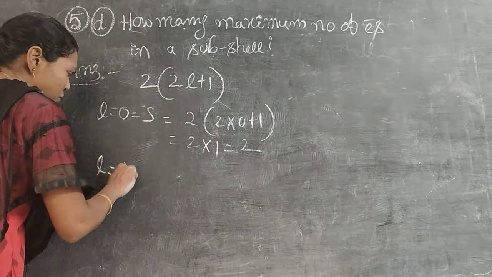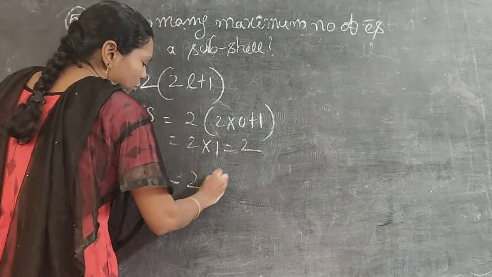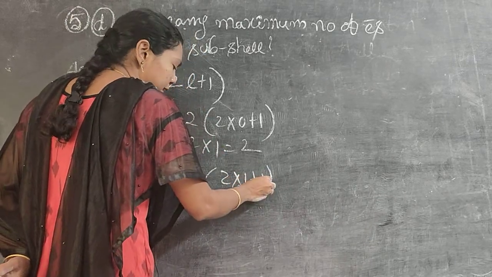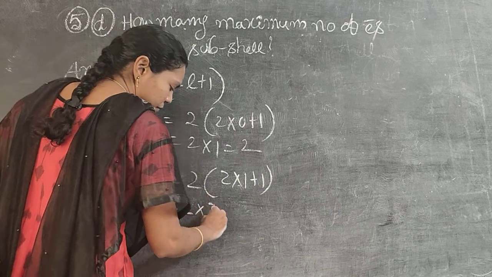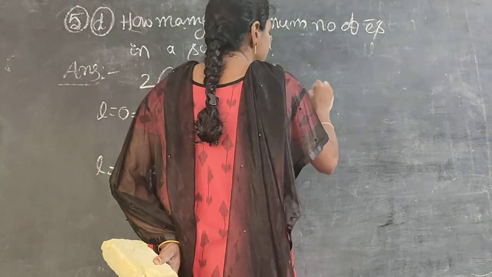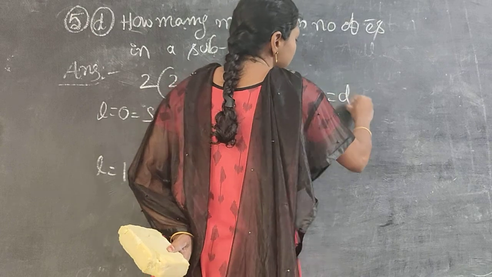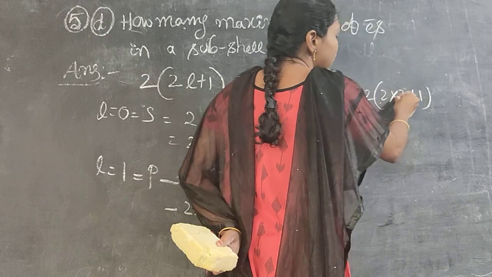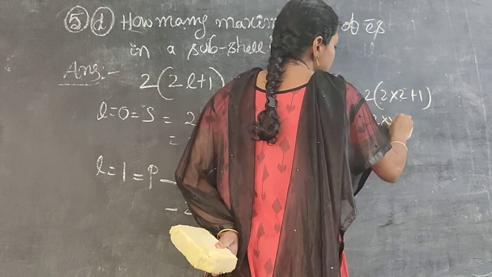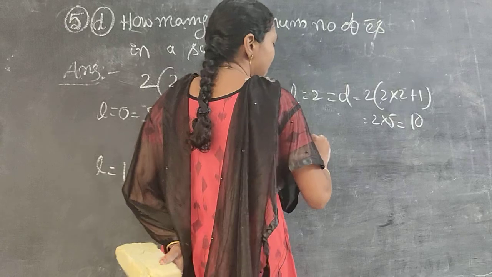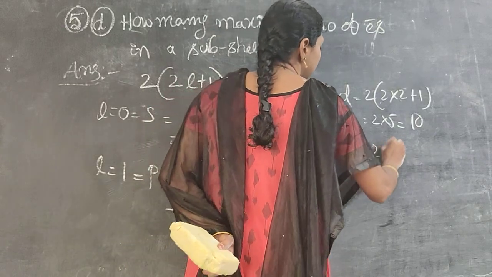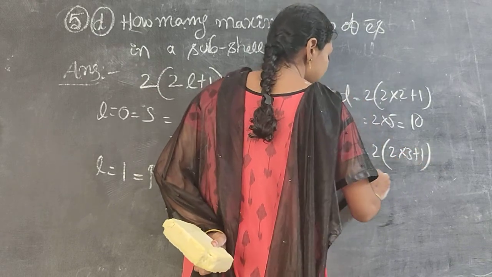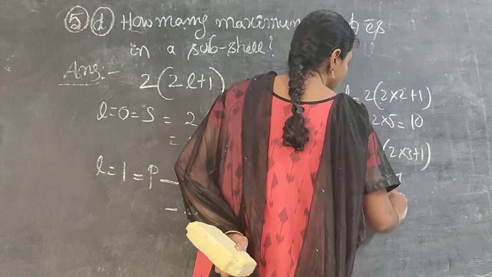If l value is 1, that belongs to p: 2 into (2 times 1 plus 1). 2 ones are 2, 2 plus 1, 3. 2 threes are 6. If l value is 2, that equals the d orbital: 2 into (2 times 2 plus 1). 2 twos are 4, 4 plus 1, 5. 2 fives are 10. If l value is 3, that equals the f orbital: 2 into (2 times 3 plus 1). 2 threes are 6, 6 plus 1, 7. 2 into 7, 14 electrons.